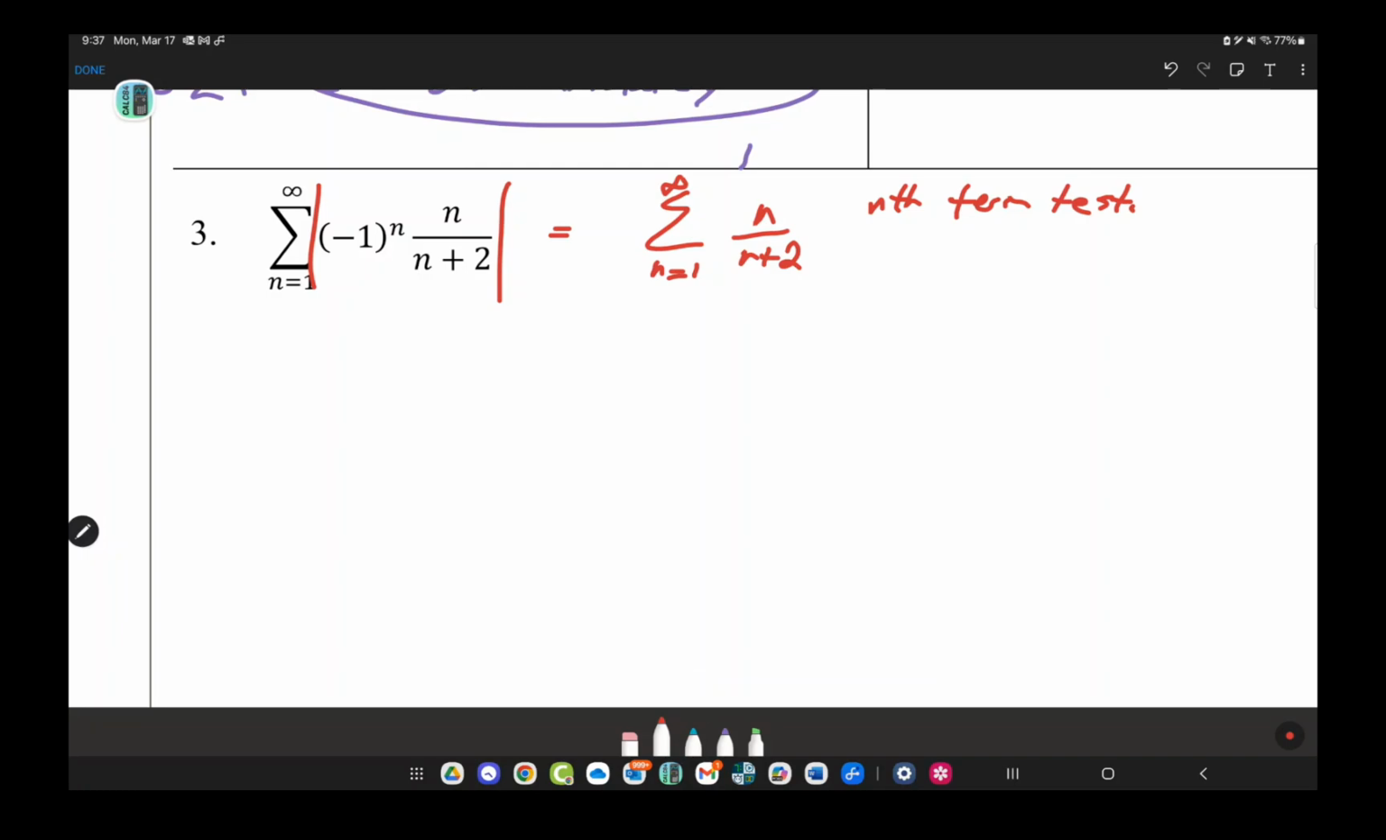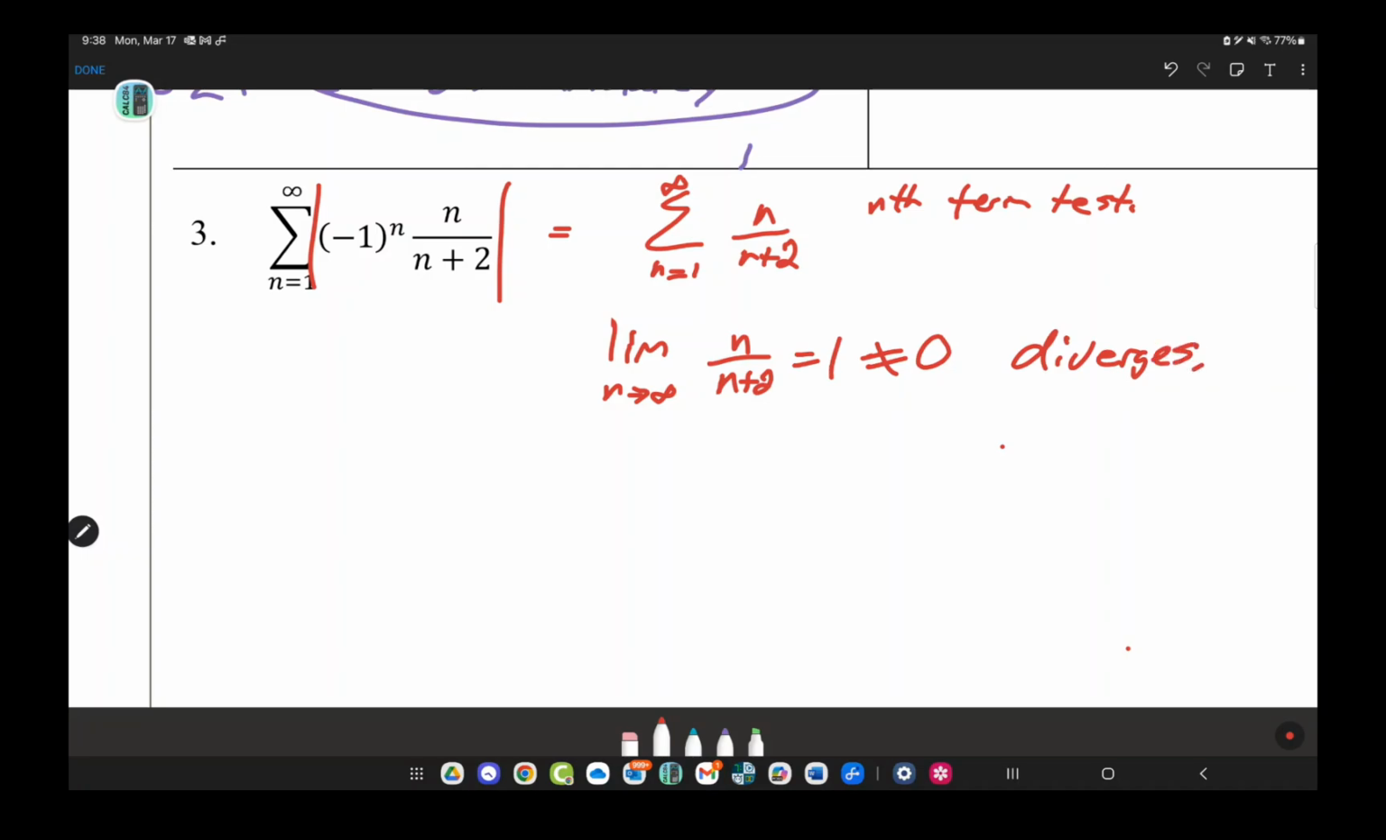So, nth term test. What does the nth term test do? The limit as n goes to infinity of n over n plus 2, which in this case does give you 1. What does it tell you? Because this doesn't equal 0, this diverges. If it equals 0, we were inconclusive. The nth term test is only for divergence.